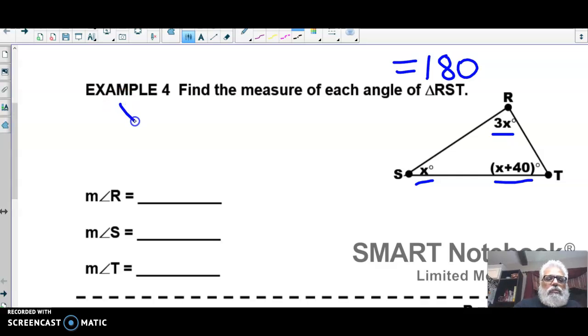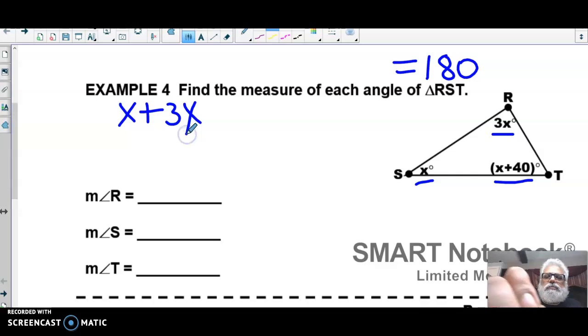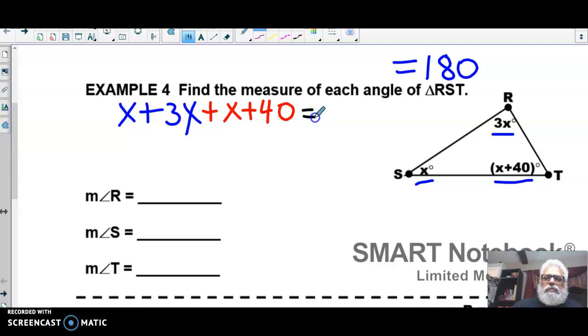So here we go. x plus 3x plus x plus 40, and that will equal 180. You always set them up equal to 180. And then you always combine your like terms.